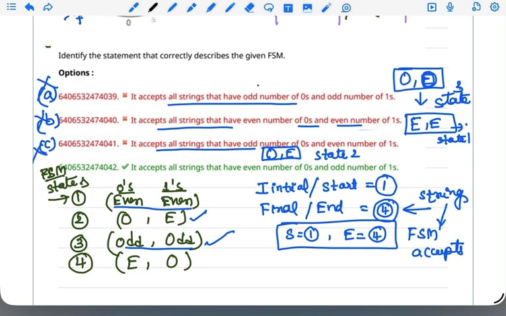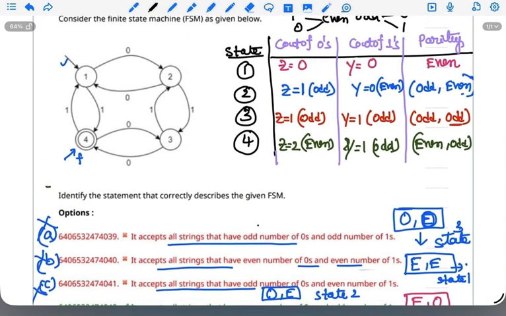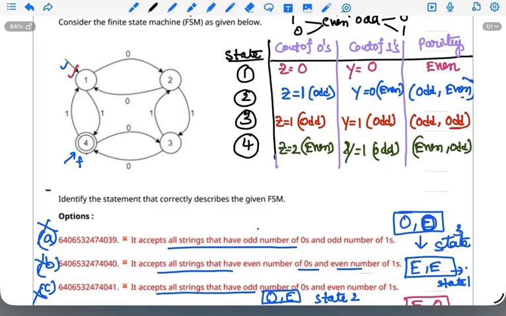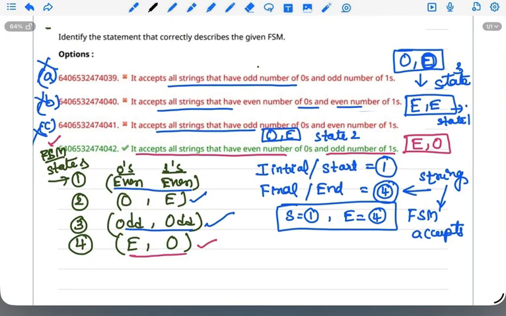So the final answer is that it accepts all the strings that have an even number of zeros and an odd number of ones, right? E and O. So this is the final state, E and O. We start at the initial state and the final state is this one. So the last option is correct.